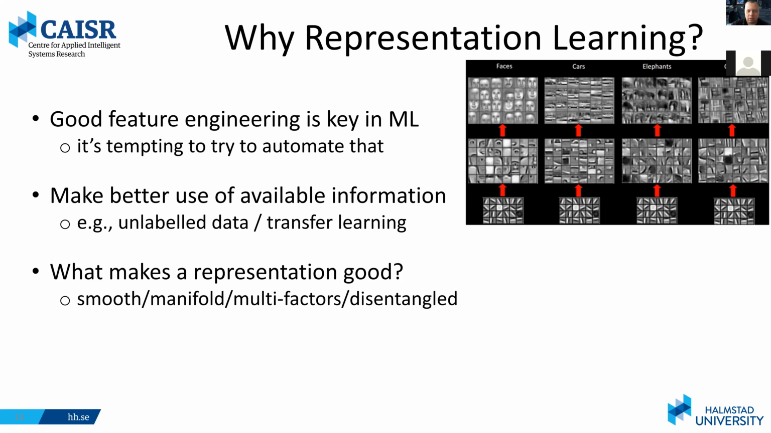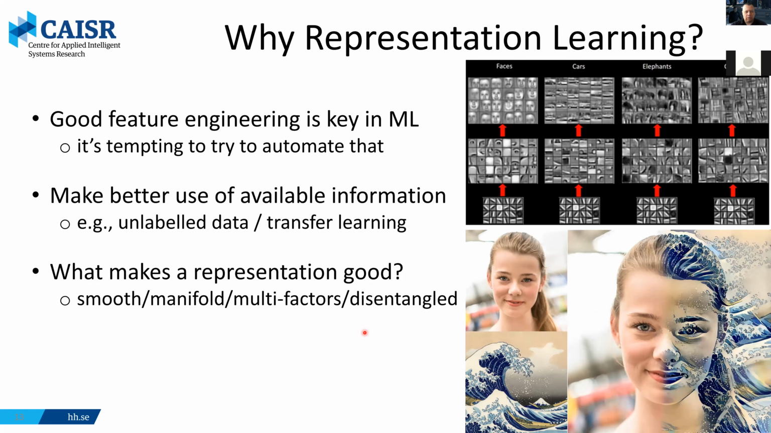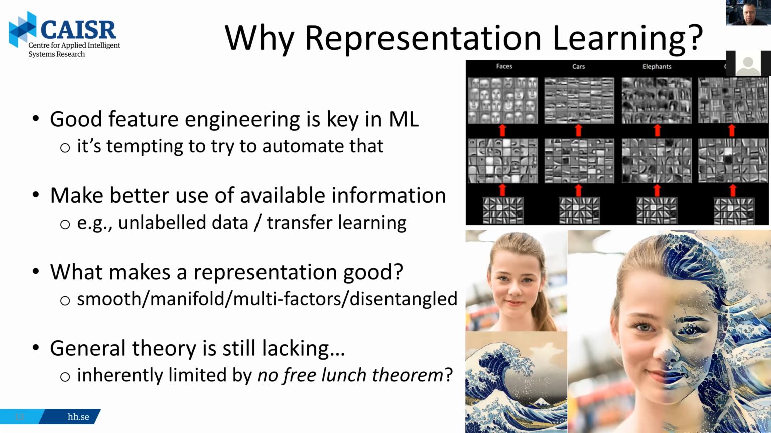So there is a lot of really interesting ideas, but the general theory of representation learning is still lacking. We still don't quite understand all the details and so on. And maybe there is an inherent limitation set by the no-free-lunch theorem. Maybe there is no way we can actually have the perfect way of learning representations, but hopefully we can at least get something similar to what is possible to do in image processing in the area of predictive maintenance.